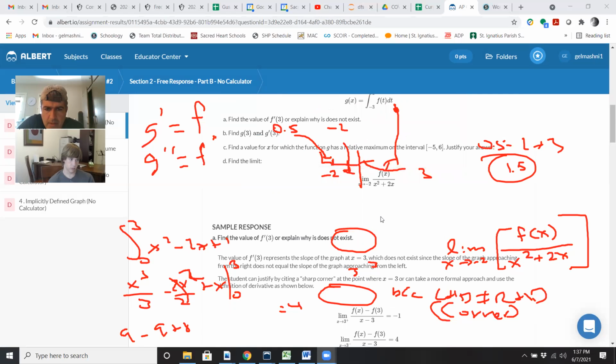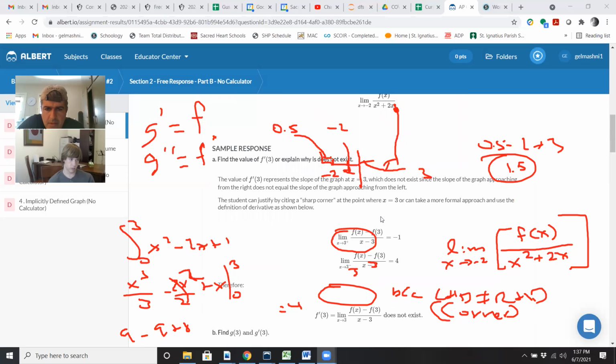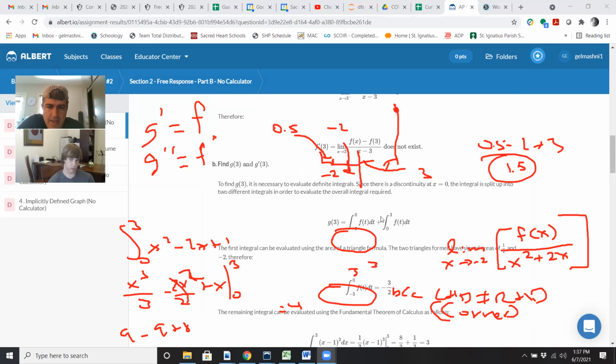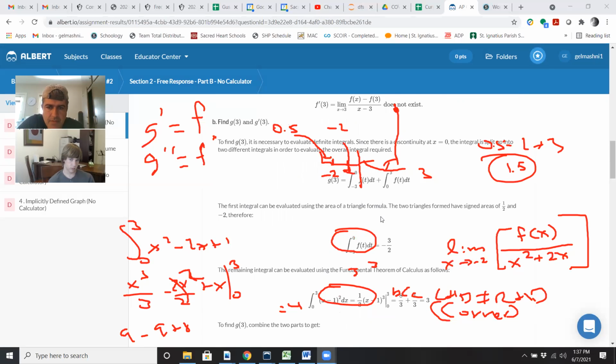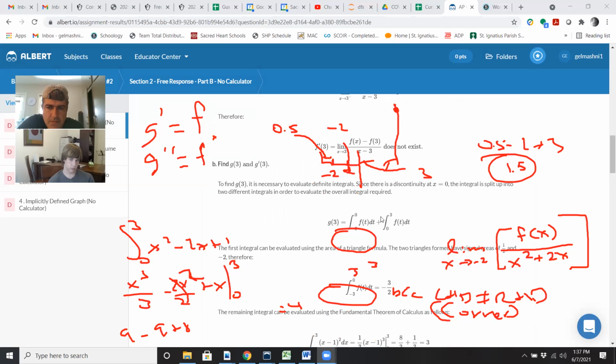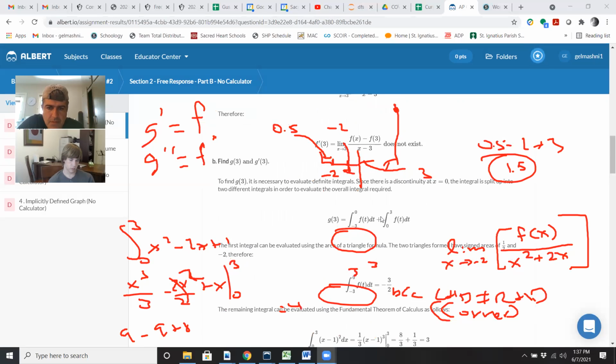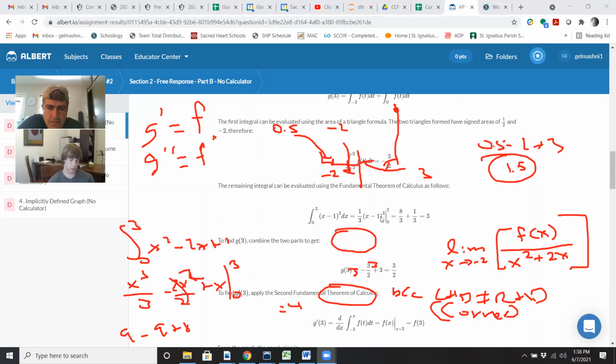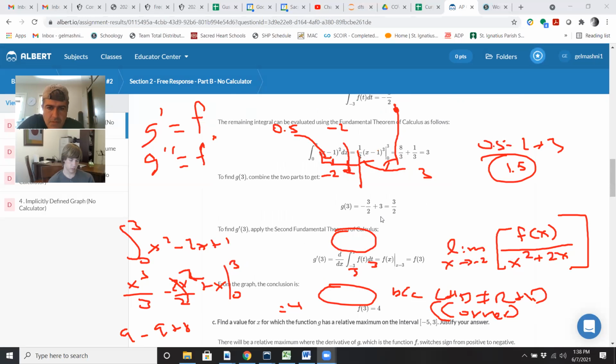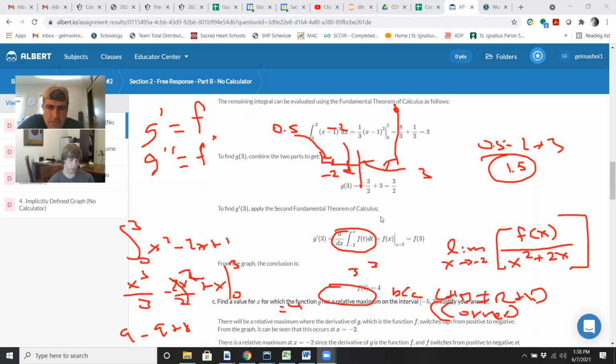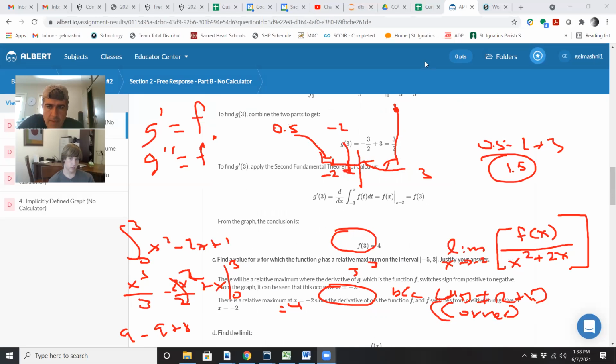One sec. Yeah, they have the right-hand derivative incorrect. It's actually negative 1/3. But anyway, regardless, they're not equal to each other. It doesn't exist. And then yeah, 1.5, we got that part right. And the other part is 4, so that's easy.